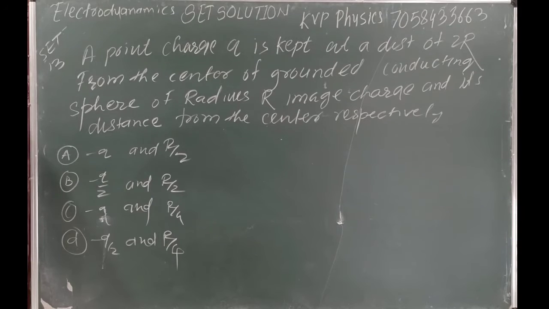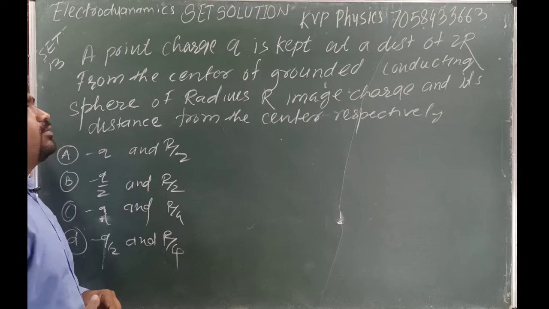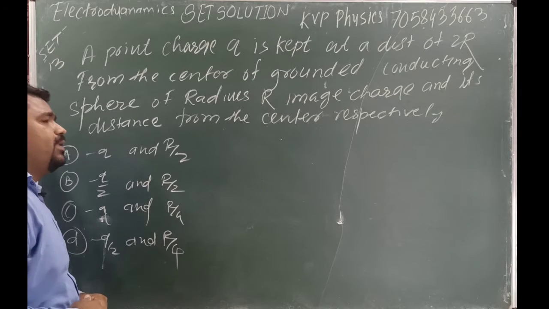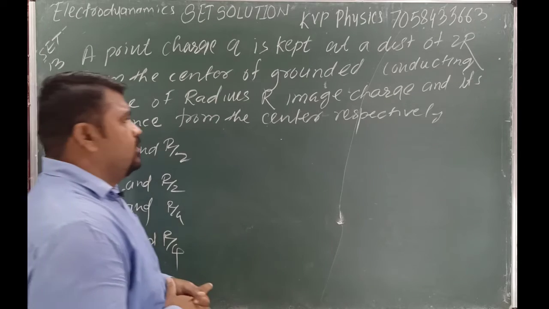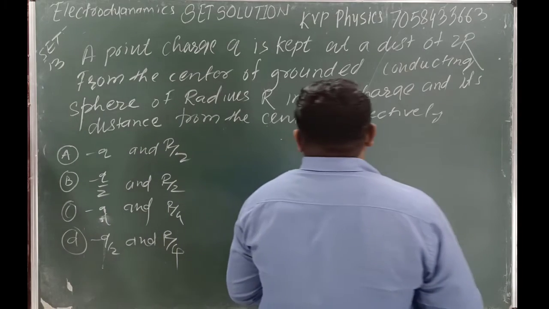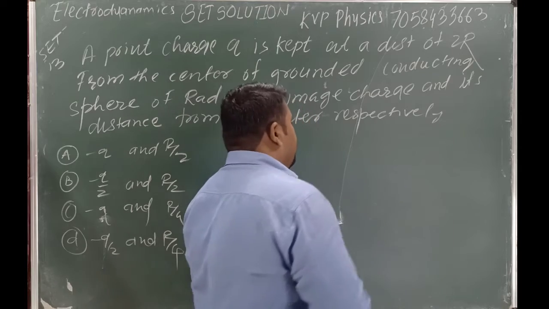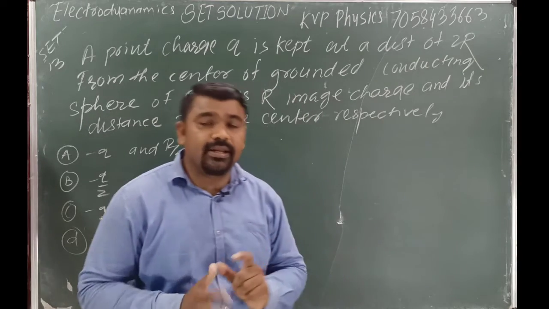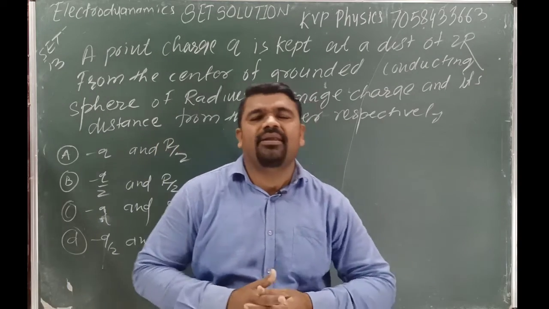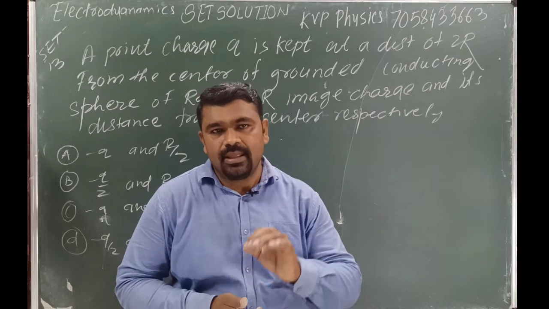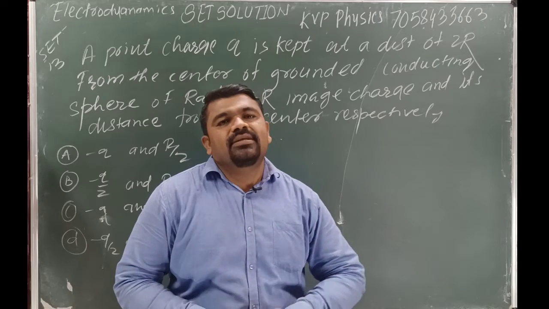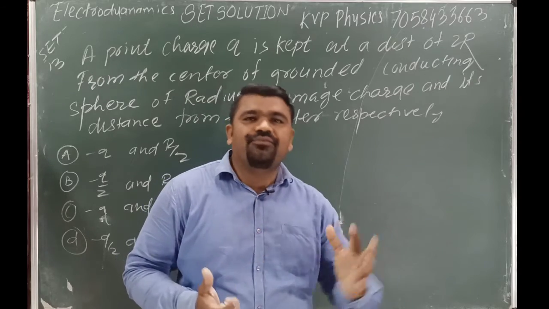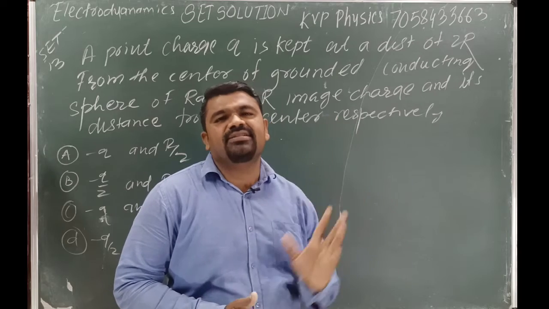Next question. A point charge q is kept at a distance of 2r from the center of a grounded conducting sphere of radius r. Image charge and its distance from the center, respectively. Okay. Now here the system is again conducting, means this one is grounded. Again here they ask what is the distance, what is the image charge, and what is the force for this case. Same thing as the last case.